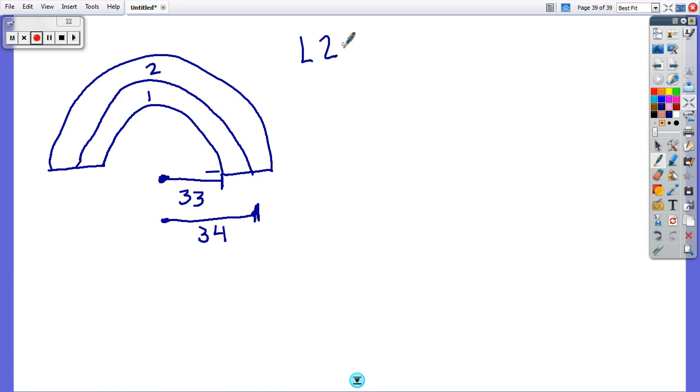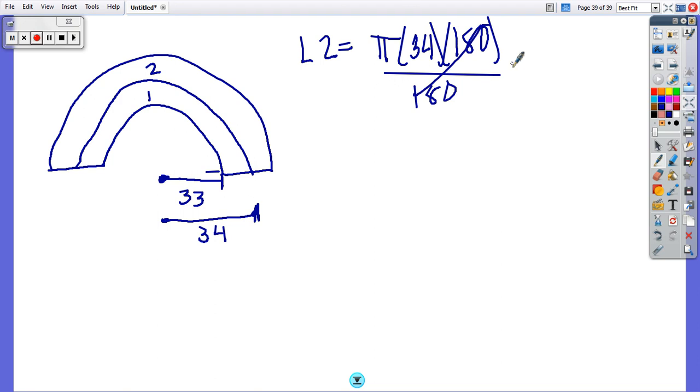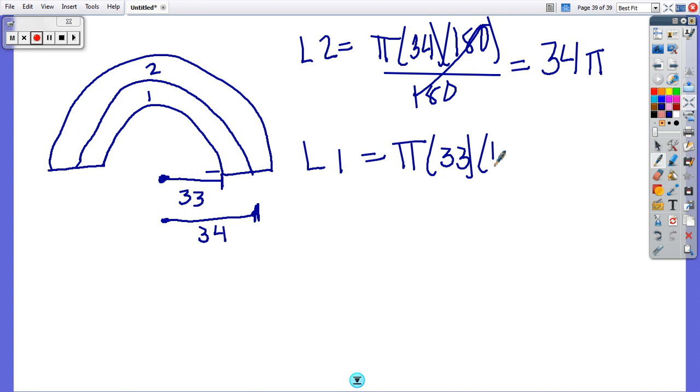The length of lane 2 is going to be equal to pi times the radius, which is 34, times the degree measure, which we're measuring 180 degrees, divided by 180 degrees. You can see that those are going to cancel out. I'm going to get 34 pi. Lane 1, the inside lane, is going to be pi times the radius, which is 33, times 180, divided by 180. My 180s cancel again. I'm left with 33 pi.